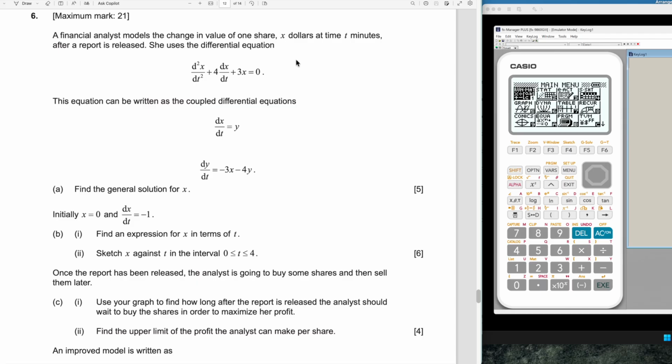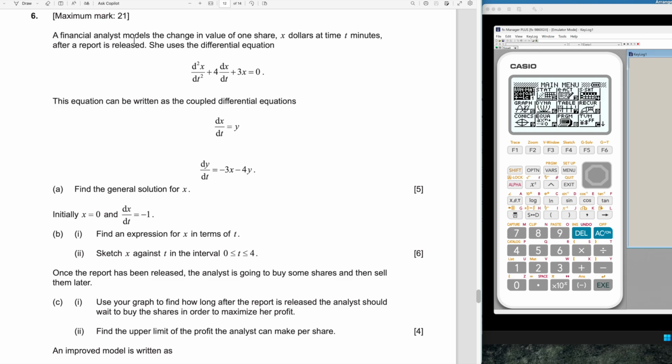In this video, I would like to help you to solve a question related to the Euler method to estimate the value of a function in a differential equation. This is a question in the 2025 past paper, paper 2, time zone 2.